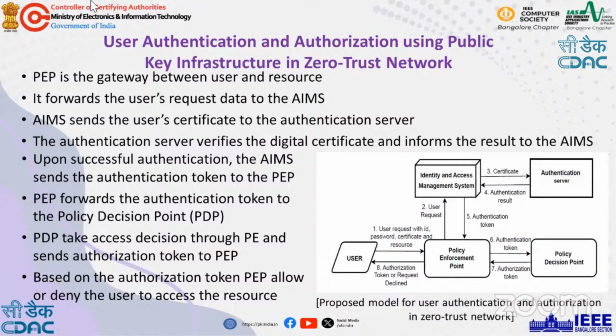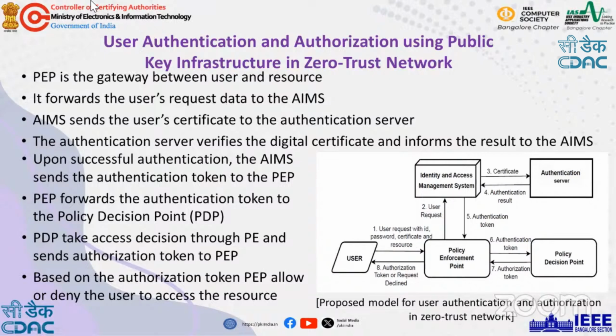Then this point forwards the user details to the identity and access management system. Then this system validates the user identity against the user information that we have previously stored in the database, then sends the validated user certificate to the authentication server. Then the authentication server also validates the user certificate and sends the authentication result back to the identity and access management system. Then this system creates an authentication token and sends it to the policy enforcement point, which forwards the authentication token to the policy decision point.